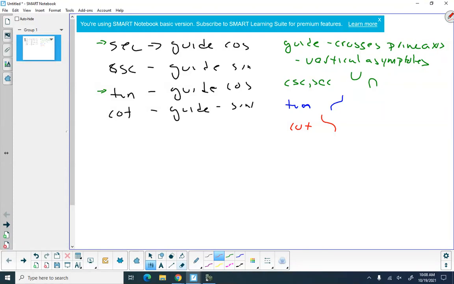Let's take a look at problem number 18. Let's take a look at 21 instead. We'll take a look at theta, and we'll take a look at radians also. Problem 21.